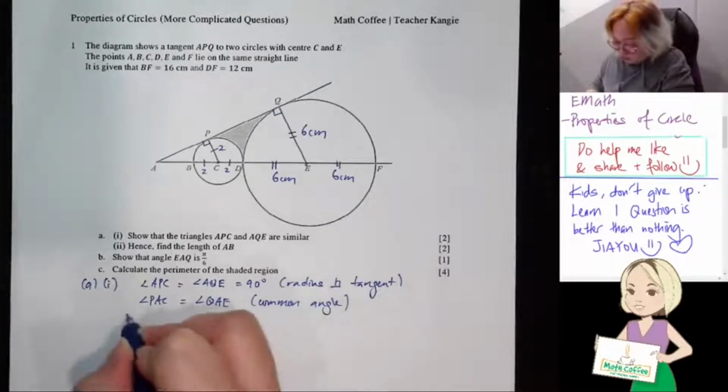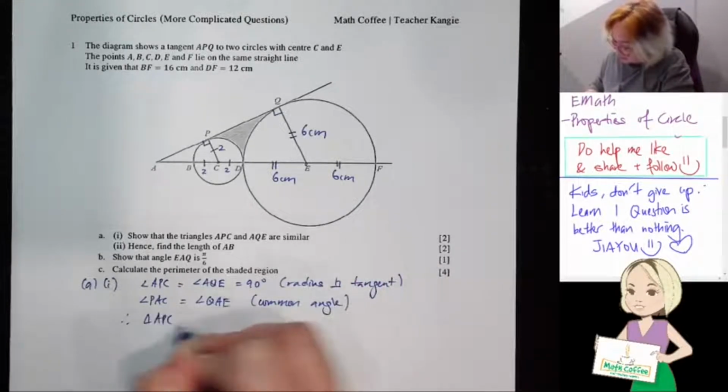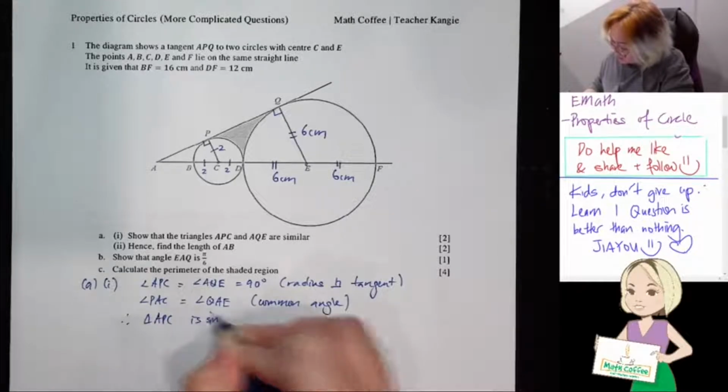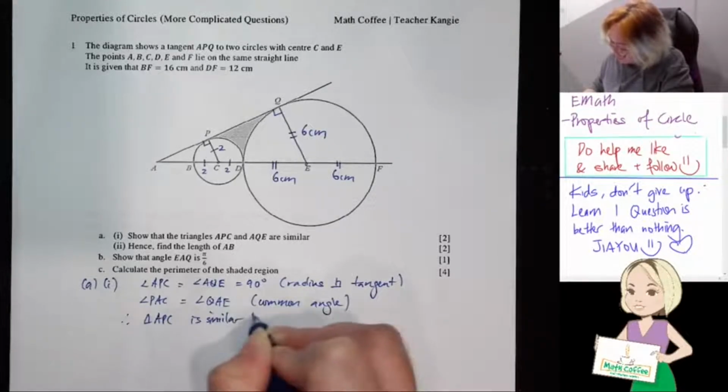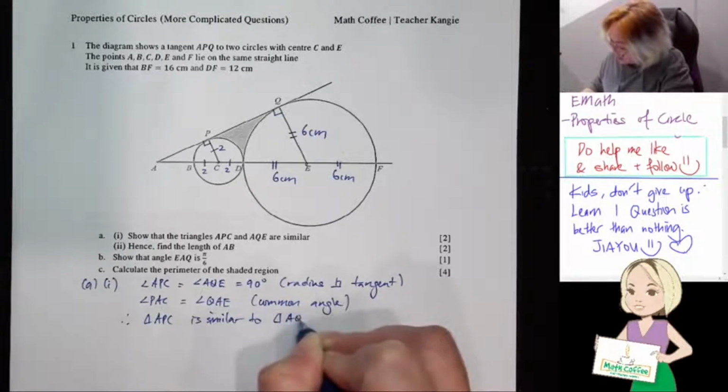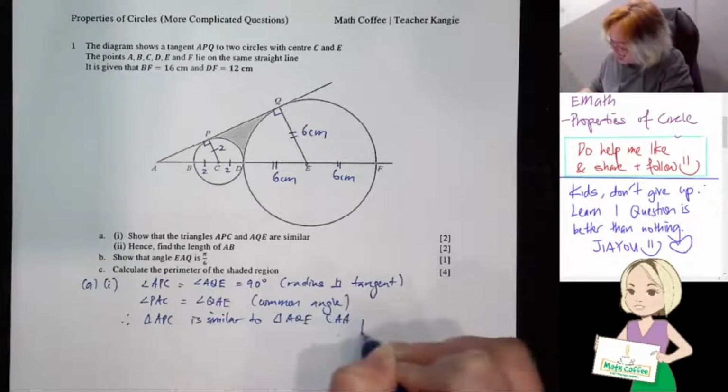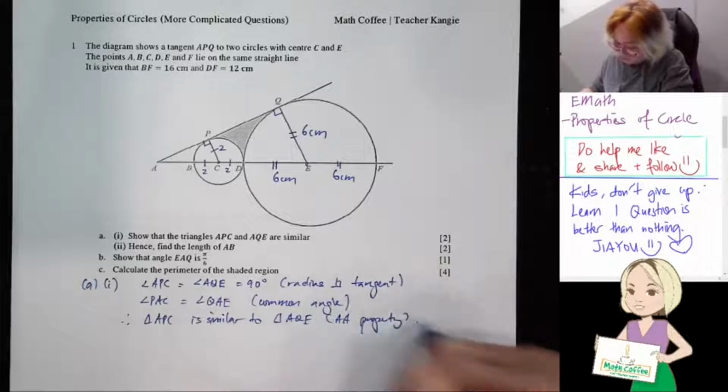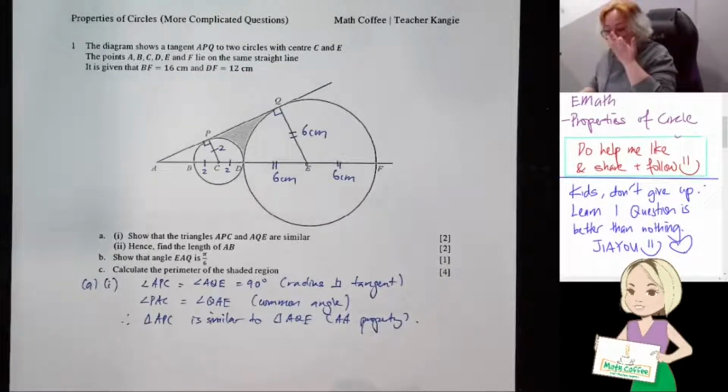So you will say, therefore triangle APC is similar to triangle AQE, and say that this is the AA property. So we are done with the first part.